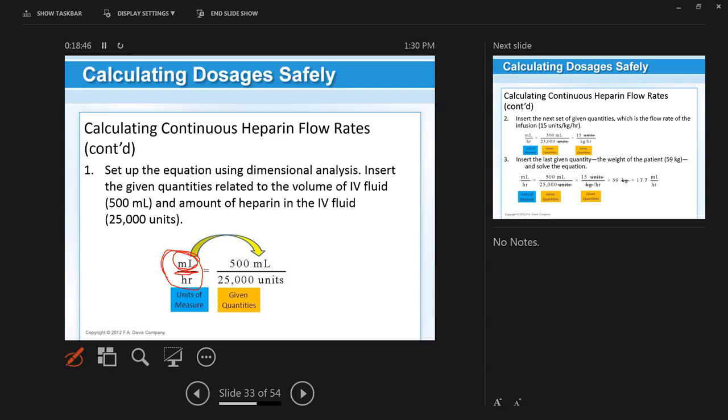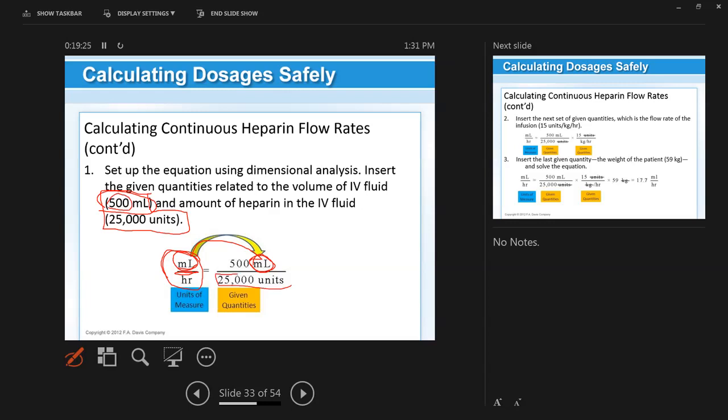I know my first label is going to be milliliters, so at this point I'm not even looking at this. I'm just going to look up to my problem and identify what contains milliliters. One of my given quantities is what pharmacy is giving me: a bag of fluid that tells me there are 25,000 units of heparin in 500 milliliters of fluid. So milliliters goes on top. I'm going to put my 500 milliliters over 25,000 units.